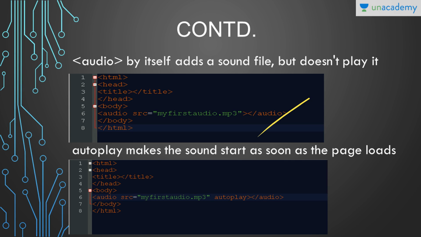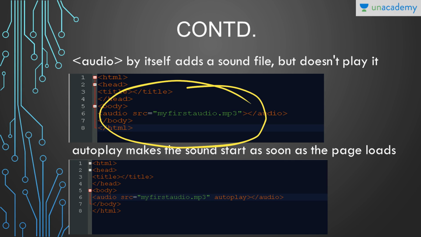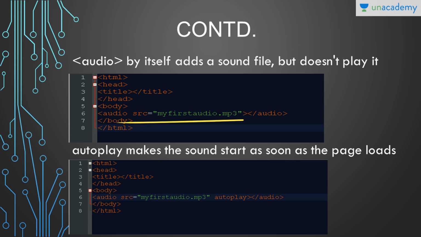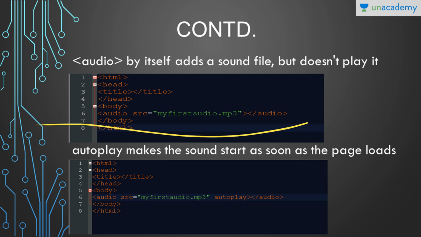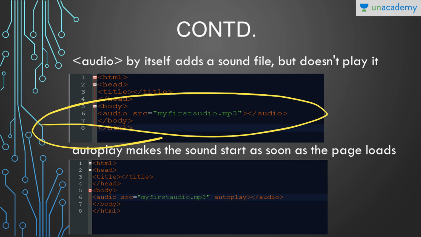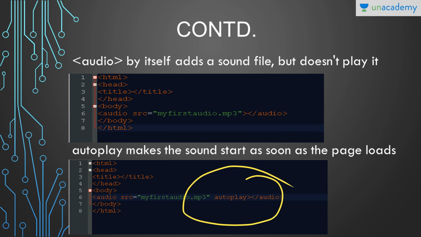And in between that you will just use a simple attribute, that is the source attribute, for giving the source of your audio file. Basically, audio by itself simply adds an audio file but doesn't play it, right? So if you write this code, it will simply add an audio file, but it will not play that audio file for you. So for that you will have to use the attribute autoplay. As soon as you load the page, the sound will automatically start.